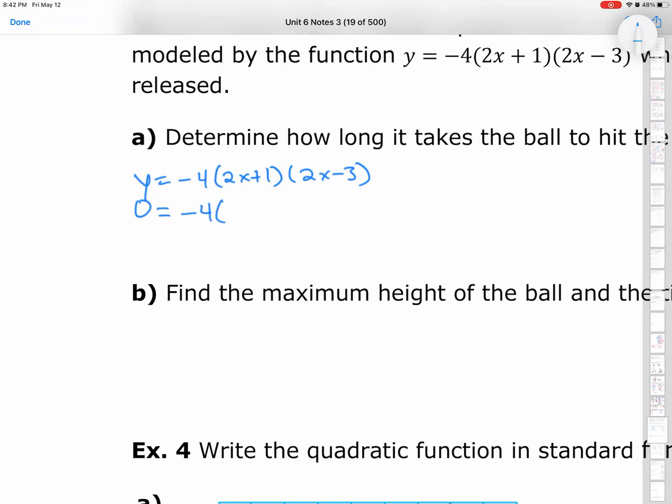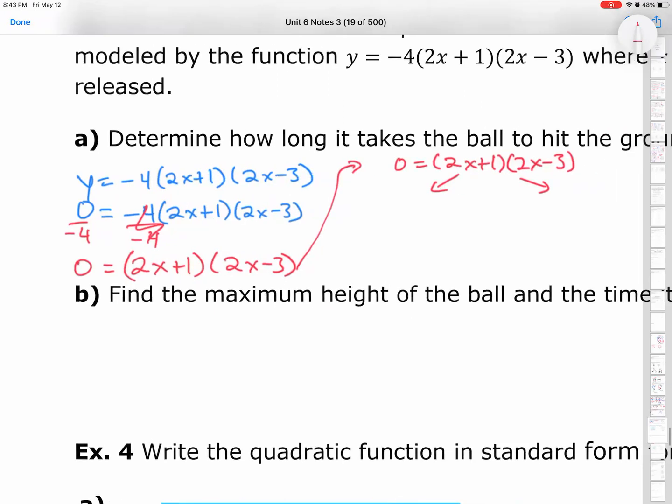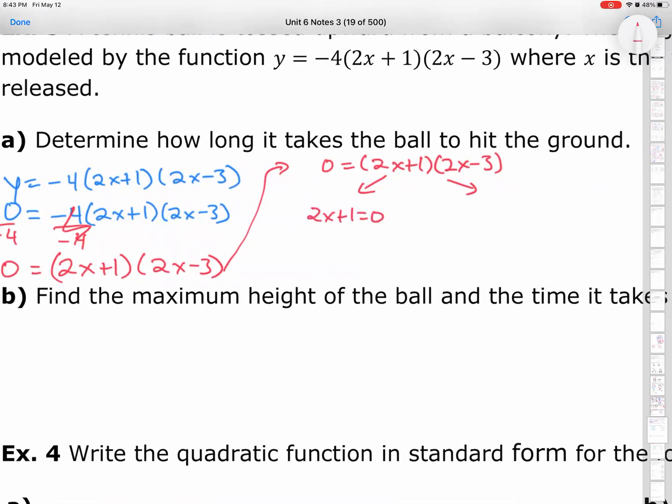And so we have -4, 2x plus 1 times 2x minus 3. Now, with this a value, being that it's a constant, we can divide the -4 on both sides. And in the end, it's still going to be 0 there. And then what we can do is we can then split and solve these. So we have 0 equals 2x plus 1 times 2x minus 3. We're going to go ahead and split and solve each one of these. So we end up with 2x plus 1 equals 0, and 2x minus 3 equals 0.